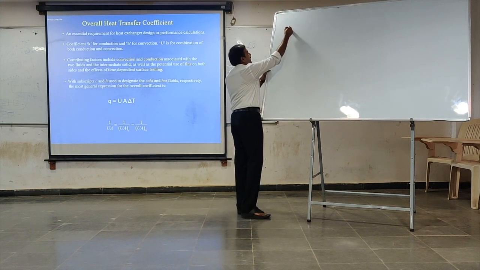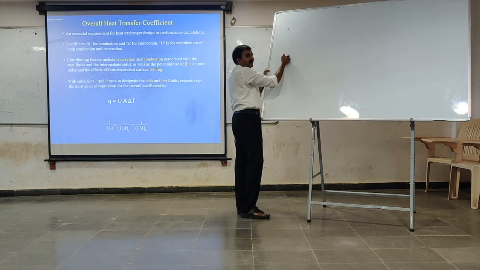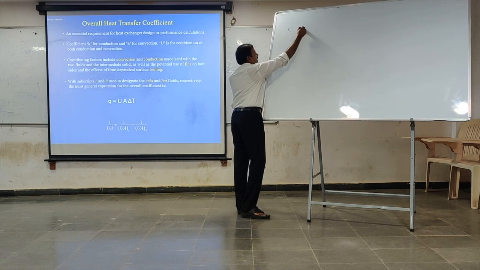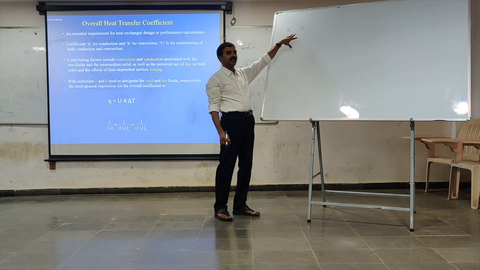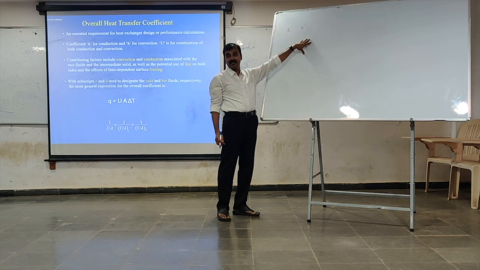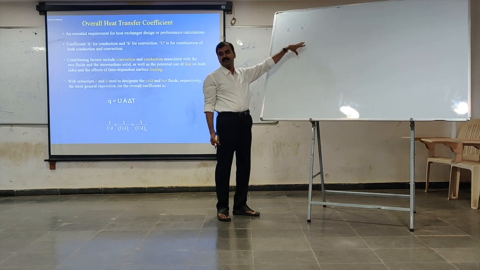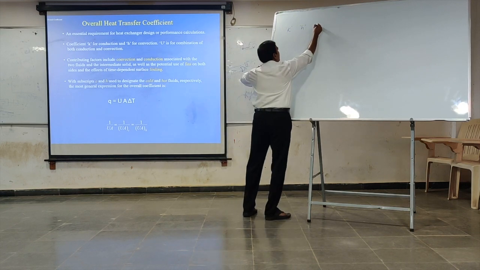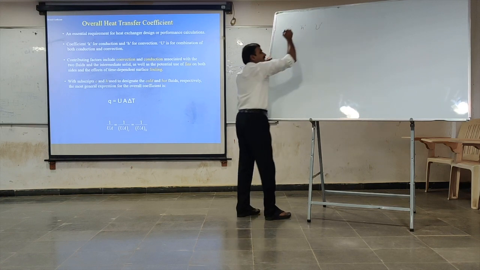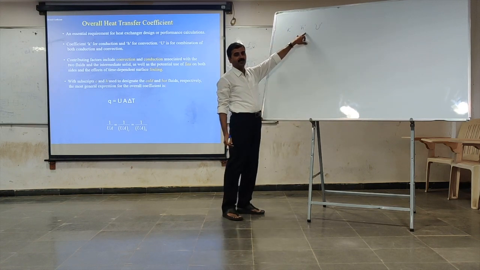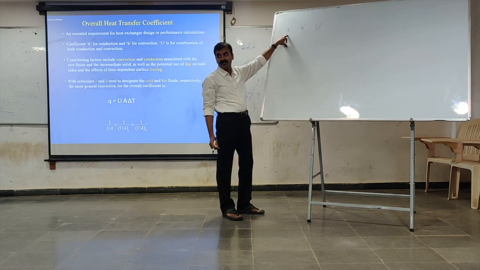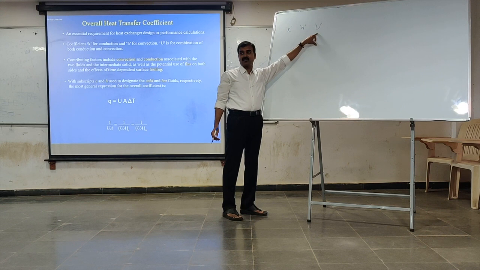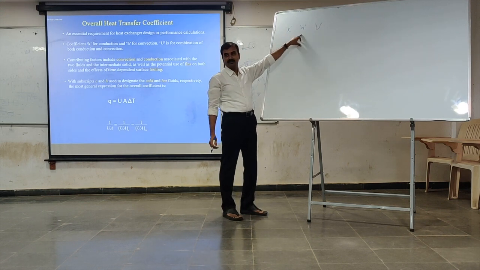In conduction, the coefficient is K, right? And in convection, the coefficient is H. But when both conduction and convection are present concurrently, then you must have some coefficient which represents both. That is what is known as the overall heat transfer coefficient. This is the convective heat transfer coefficient. This can be called, accordingly, the conductive heat transfer coefficient. Now this is the overall heat transfer coefficient, which represents both of these.